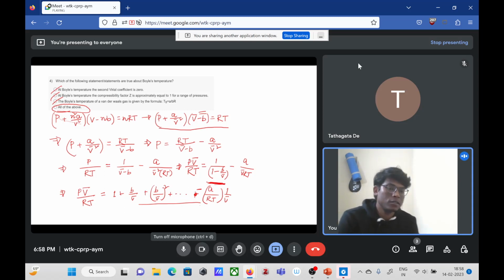What happens in an ideal gas? There will be no interactions. I'm giving you one clue: there will be no interactions in an ideal gas. So if this B(T) term, the second virial coefficient, is 0, what should happen? Think about it. I will give you one or two minutes.